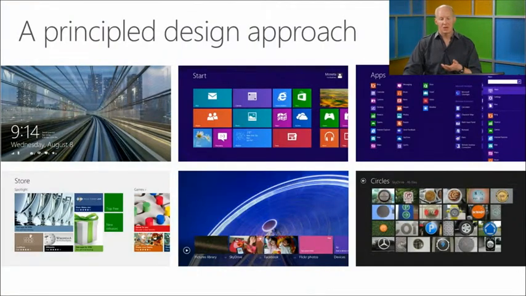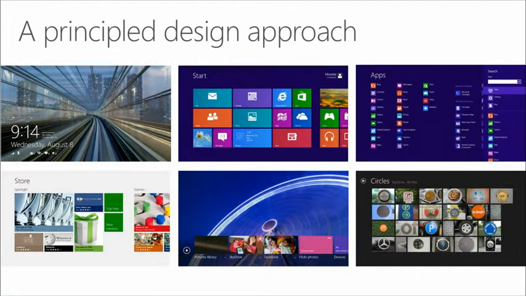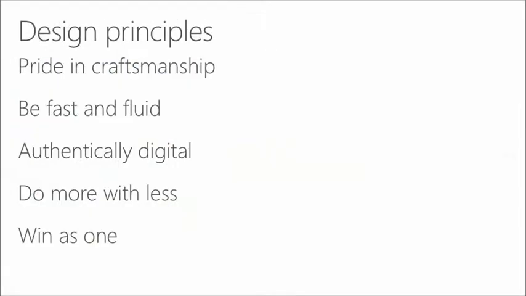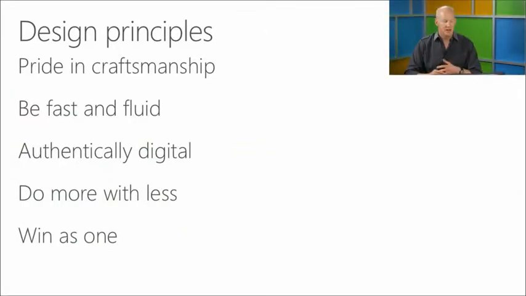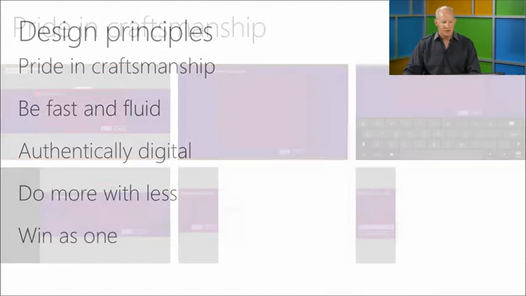Okay? So let's talk about the principles first. Windows 8.1 was designed based on a few simple to understand principles. And these principles are what we use to really guide us in the design of Windows itself, but also the UX guidelines that we provide to you as designers to understand how you can design your app. So a good place to start within your application. So I thought we would just start off by going through that. The design principles are pride and craftsmanship, fast and fluid, being authentically digital, doing more with less, and win as one. And we'll go through each of those.